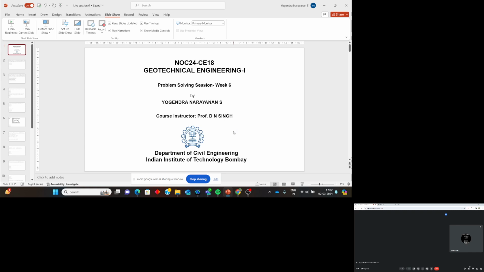This week we'll be starting slightly one step backward. So we'll be solving one or two problems from the concept of effective stresses also, since it is one of the most important concepts of geotechnical engineering. So we'll be starting with two problems in effective stresses, followed by the problems on compaction characteristics.